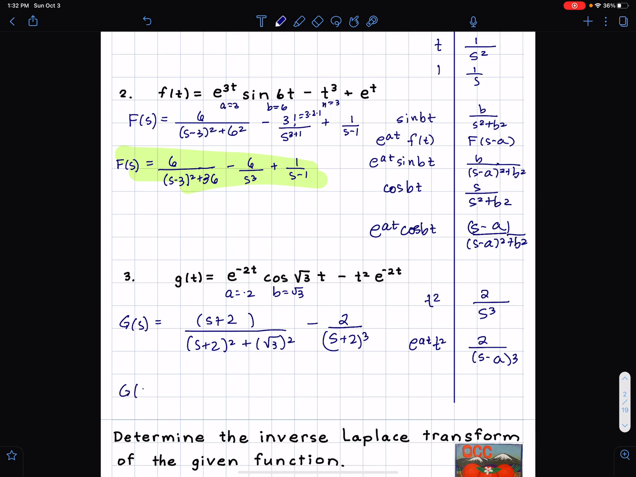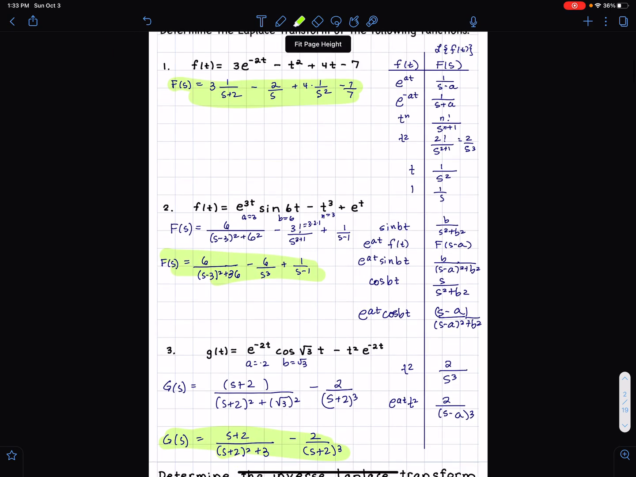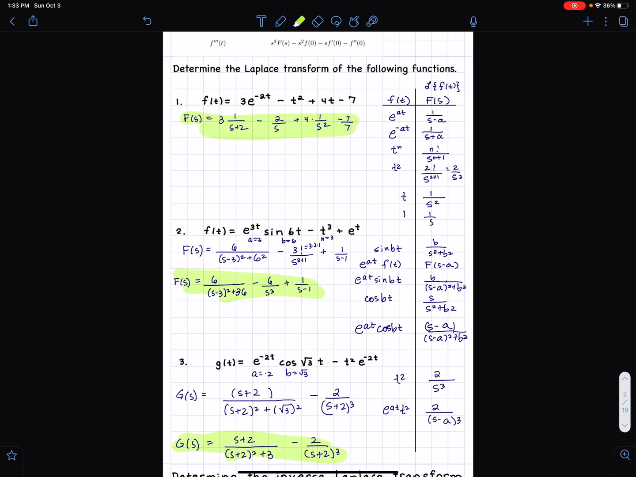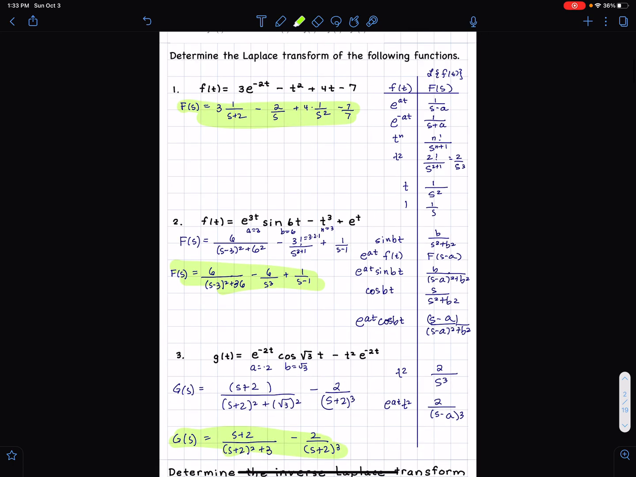Just one more line, I could multiply out radical 3. So I get s plus 2 squared plus 3, minus 2 over s plus 2 cubed. Okay, so that's the Laplace transform, and it's done using tables, not the definition of the Laplace transform. We did all those by using tables.